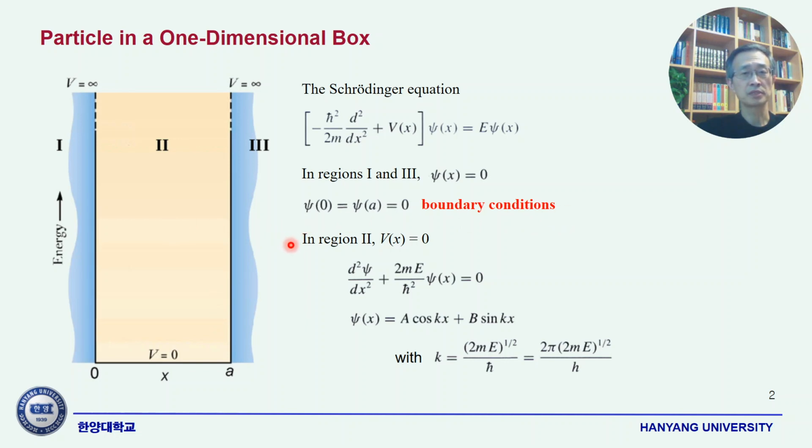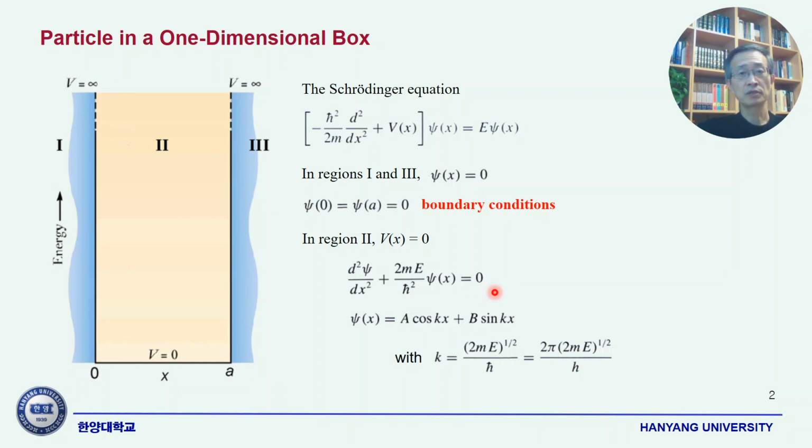In region 2, we set the potential equal to 0, so this term is 0. What we have is minus h bar squared over 2m, d squared dx squared psi, equals E psi. Now we multiply both sides by minus 2m over h bar squared and gather everything on one side. So we get d squared psi dx squared plus 2mE over h bar squared psi equals 0.